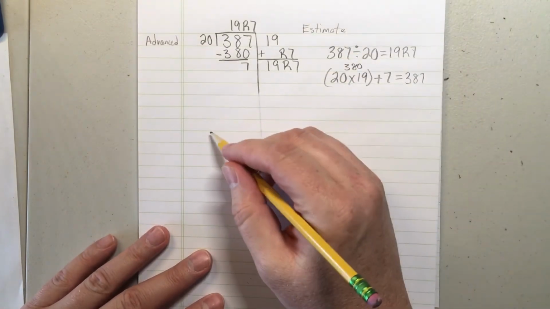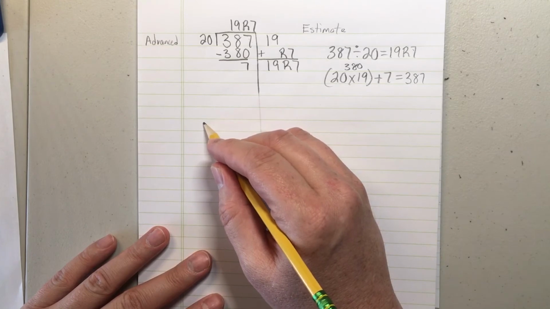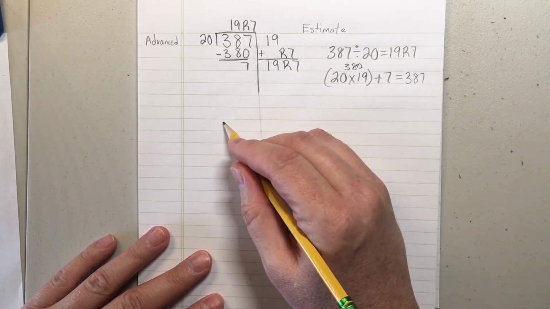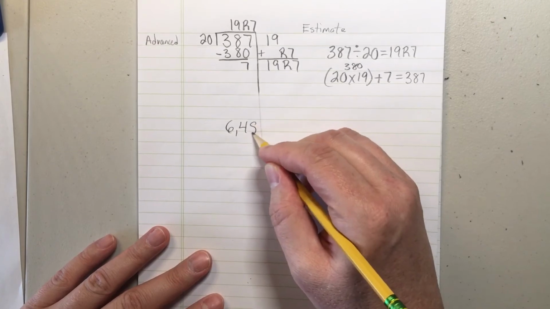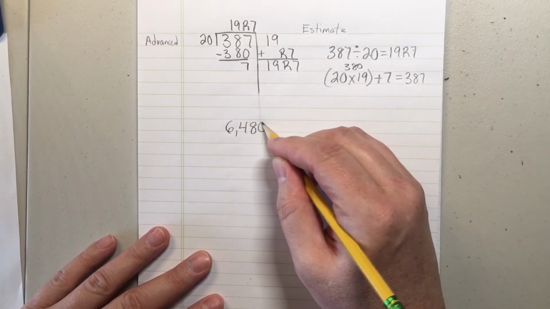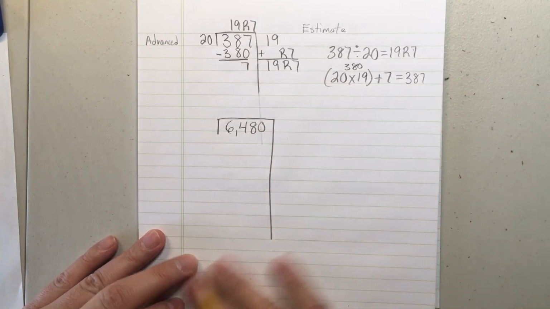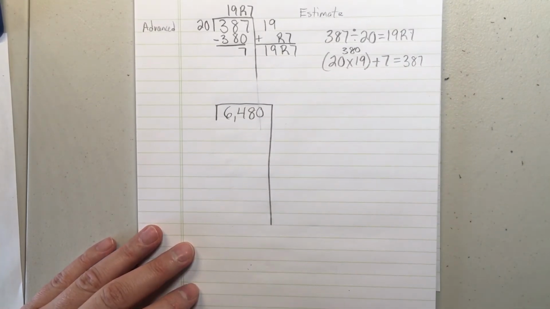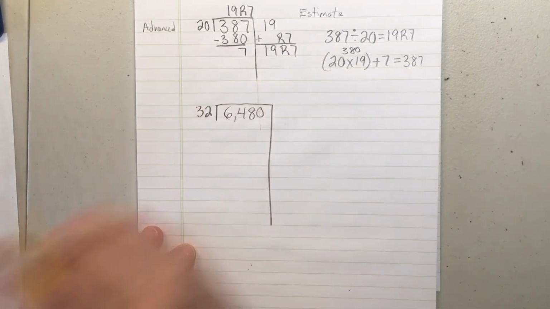Okay, so let's go ahead and work with different numbers. I like to work with, well, let's see, let's work in the thousands now. So we'll do 6,480 divided by, what can we say? How about 30? 32.